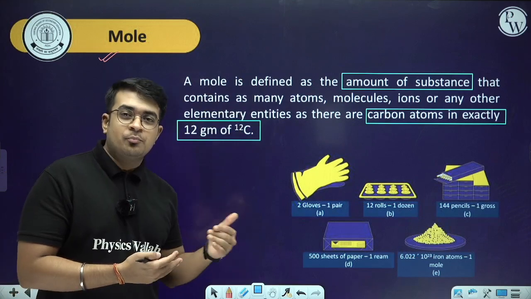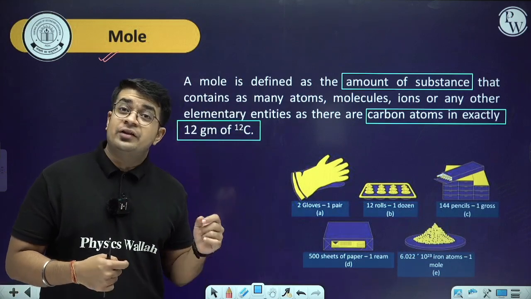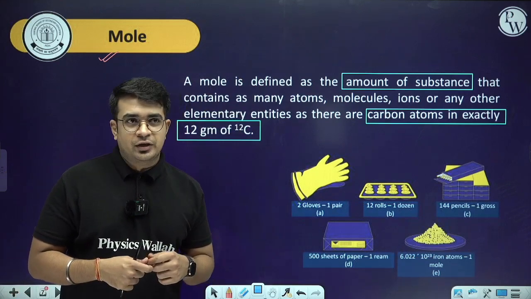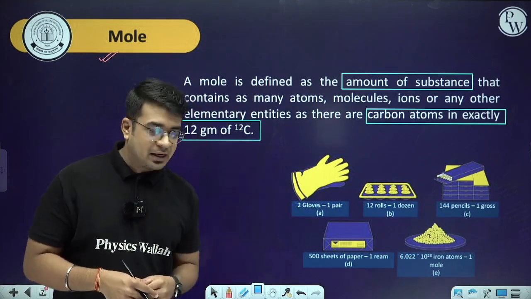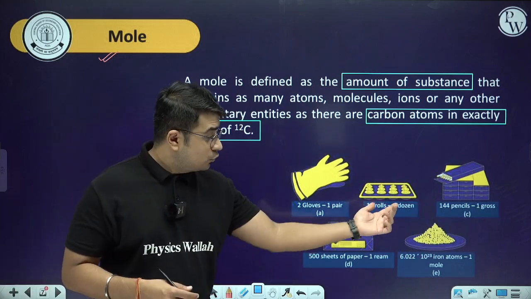Now talking about a simpler version, I can say we have different quantities in mathematics also. So for example, if I have 12 pens or 12 pencils, that number 12 actually represents a specific thing, which is a dozen.